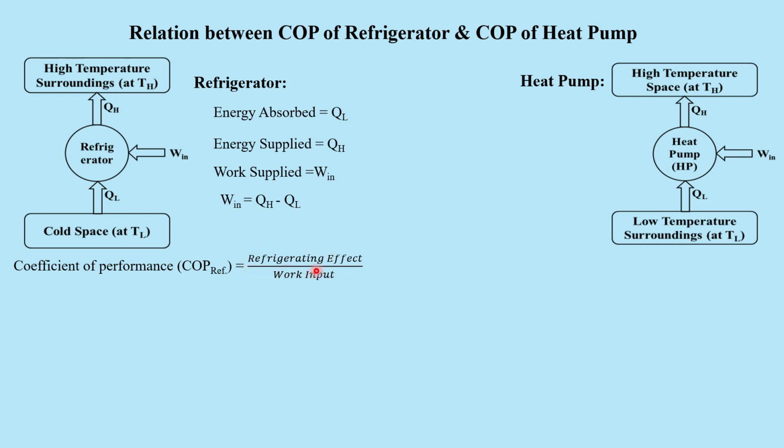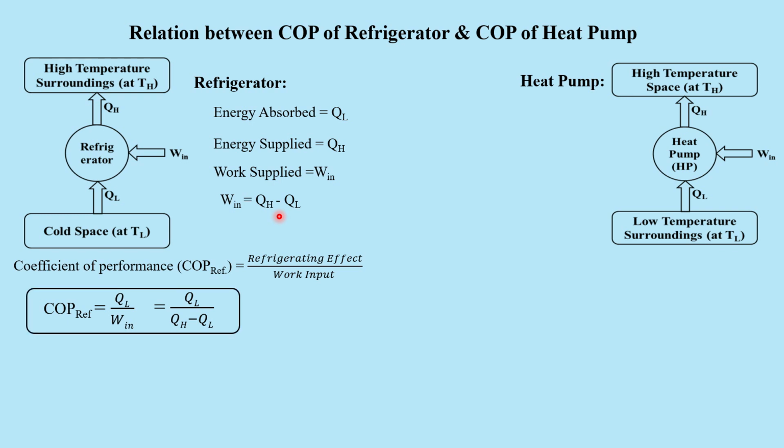What is the meaning of this refrigerating effect? That is the amount of heat extracted from this cold space. So it can be written as QL divided by WN. Now WN can also be written in this form, so it becomes QL divided by QH minus QL. So this is the coefficient of performance for a refrigerator.